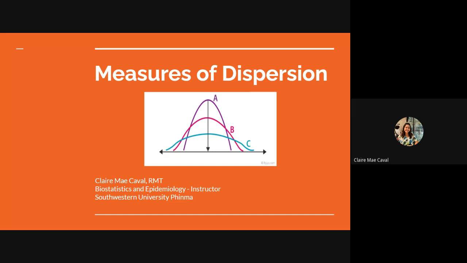Hi class, good day. So for today's discussion, it will be all about the different measures of dispersion. This is from the topics of SAS modules 11 and 12, and I guess also 13 and 14. But we will focus on the topics from SAS modules 11 and 12 since we will be having a quiz tomorrow. Quiz 3 will include SAS modules 10, 11, and 12.